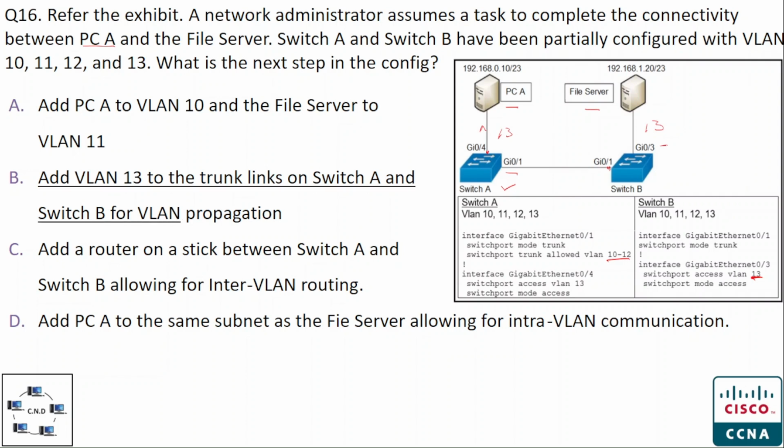And the correct option is option B, add VLAN 13 to the trunk links on switch A and switch B for VLAN propagation. Since both devices, the file server and the PC, are in VLAN 13, we need to propagate VLAN 13 on this trunk link, that is Gigabit 0/1. So VLAN 13 must be added to this trunk link. Here we can see that we have added only VLANs 10, 11, 12. We'll also need to add VLAN 13 here, as well as to this link, and this will do the job.